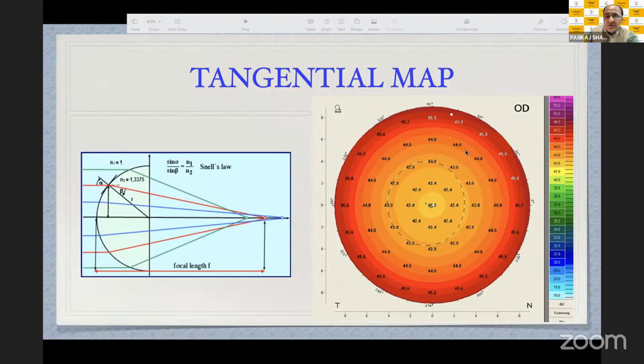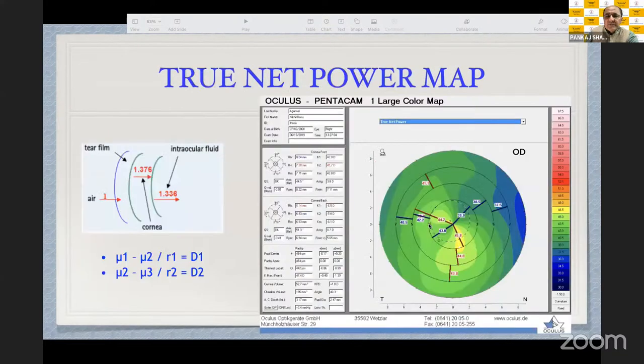Tangential maps are not very useful because they are very confusing, but they are important if you have a localized defect in the cornea. For example, if you have a small corneal opacity which is causing flattening, or a pellucid marginal degeneration, which is a localized inferior thinning with ectasia, you can study the tangential maps. Okay, but they are generally not of very much importance. Then we have the true net power map. This is important because this is the extra thing which we get from tomography.